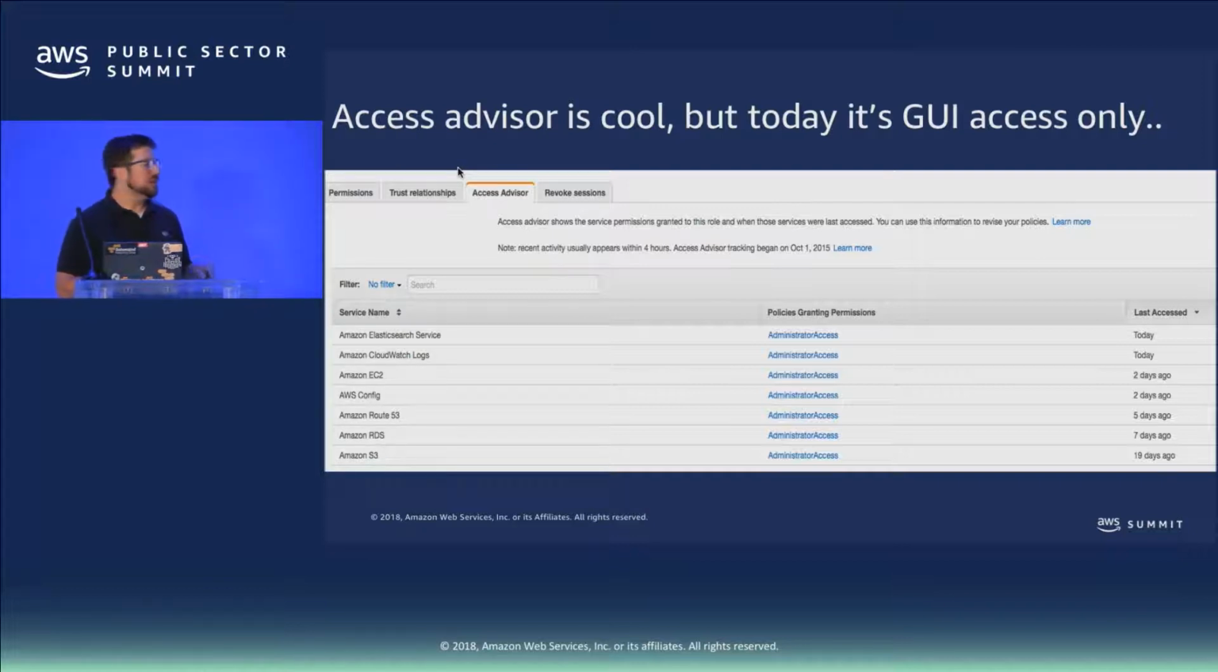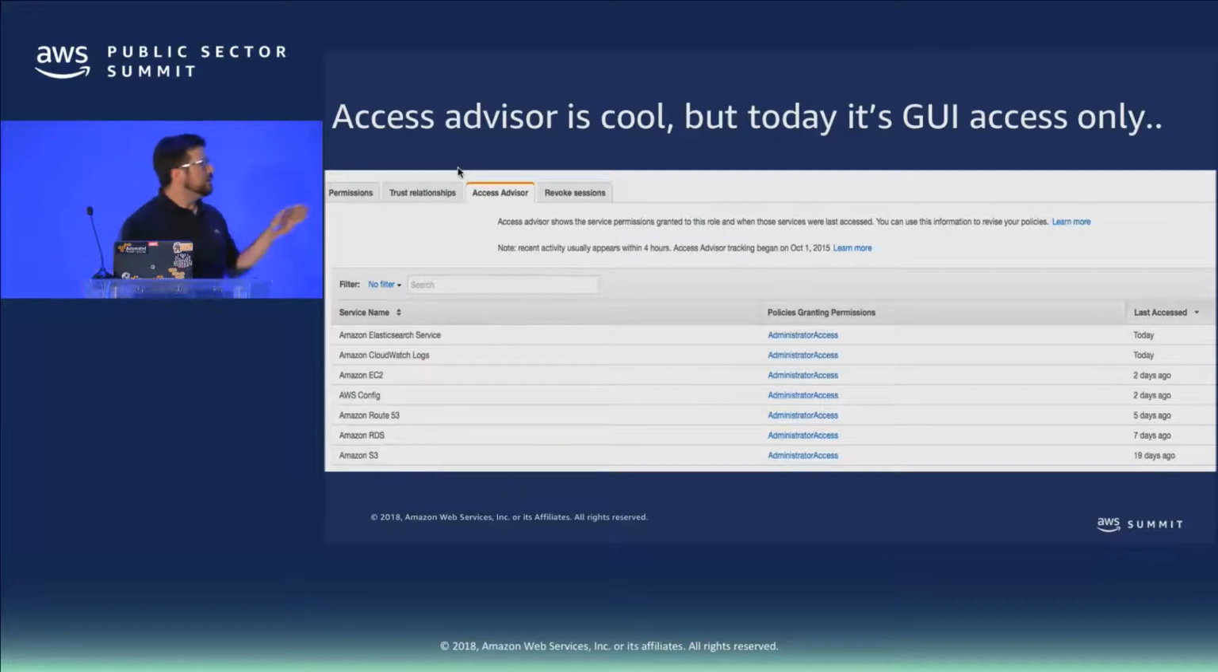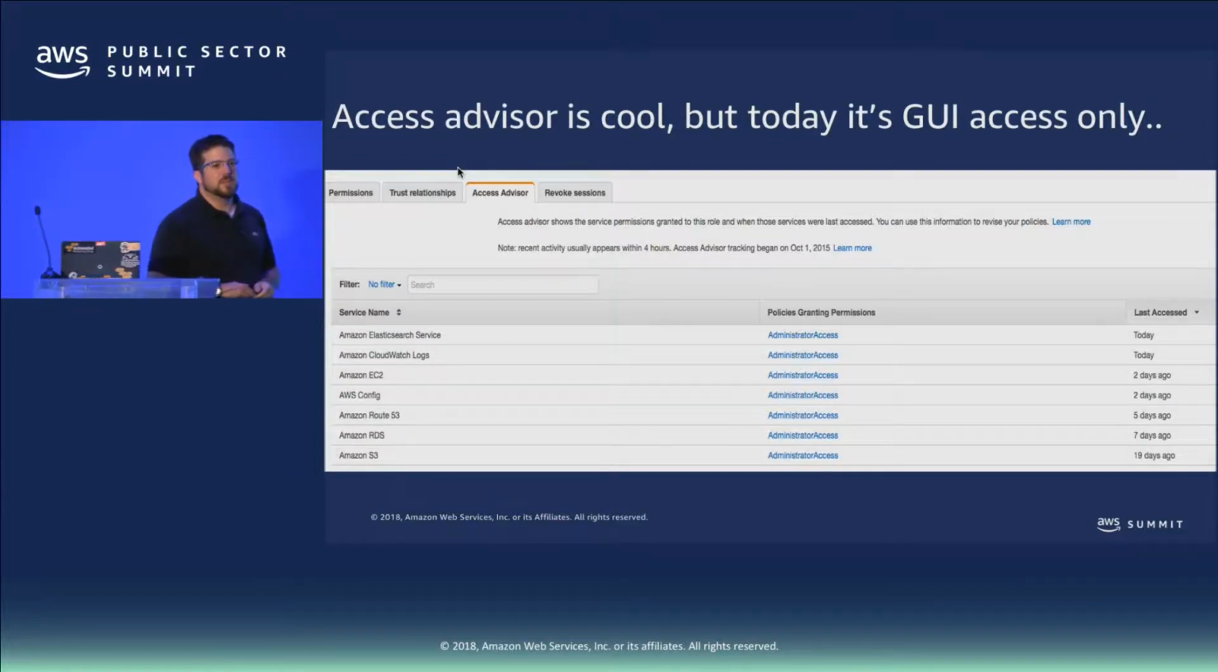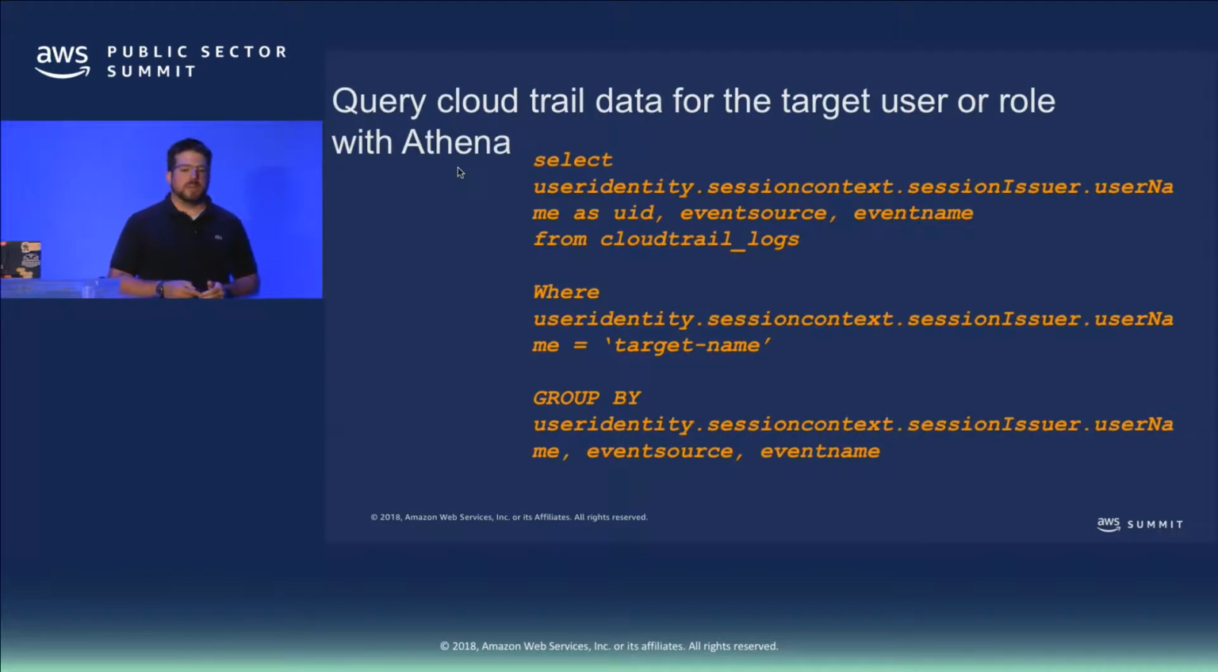But the important part is not only will it tell you what they're assigned, it will tell you when the last time they actually used that operation. So it's really powerful to be able to quickly look at whether or not you're giving too permissive of permission to a particular principal inside of AWS. But the difficulty is that it's GUI access only today. So how can we deal with that more programmatically?